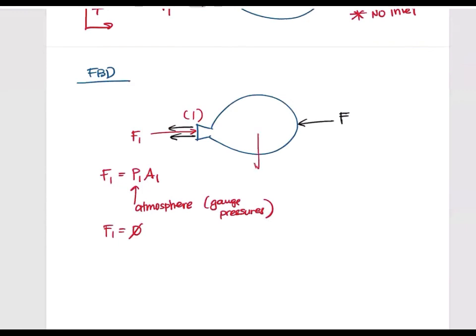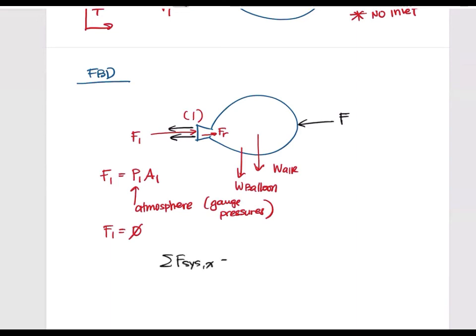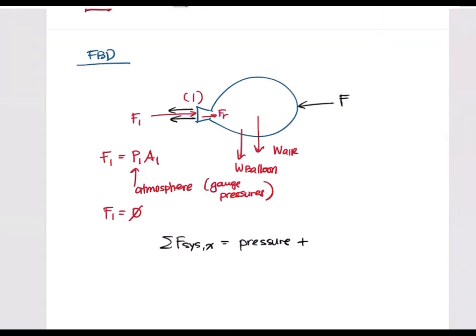Now, theoretically, you would have the weight of the air and also the weight of the balloon, and you could possibly have some friction, okay? But unfortunately, there's no information given about the weight, friction, or things like that. So we essentially neglect them. But I'm putting it all here just as a complete picture, just to show you that we do consider everything.